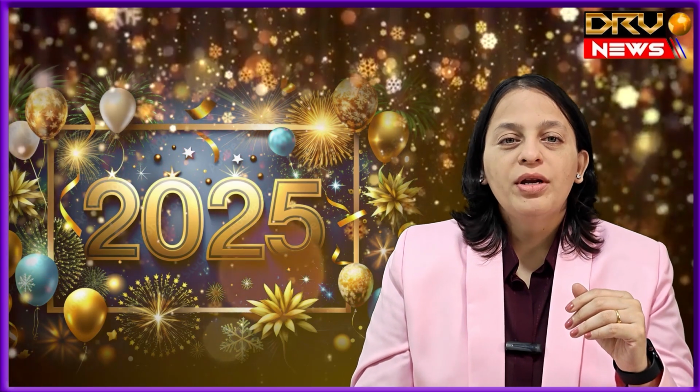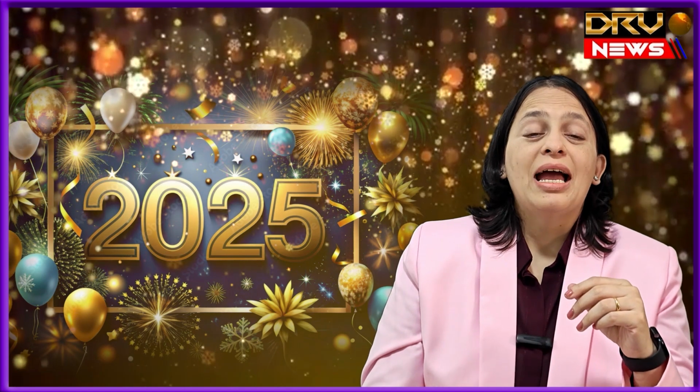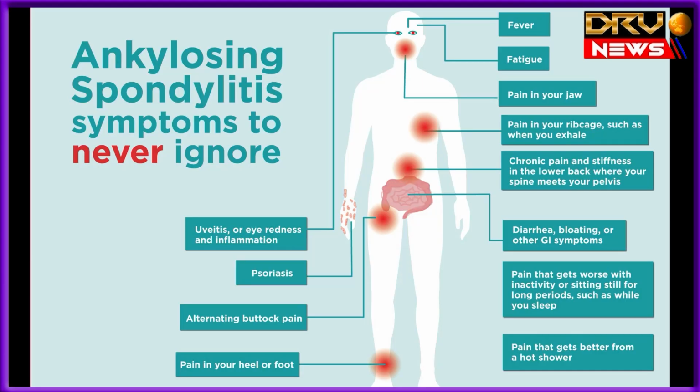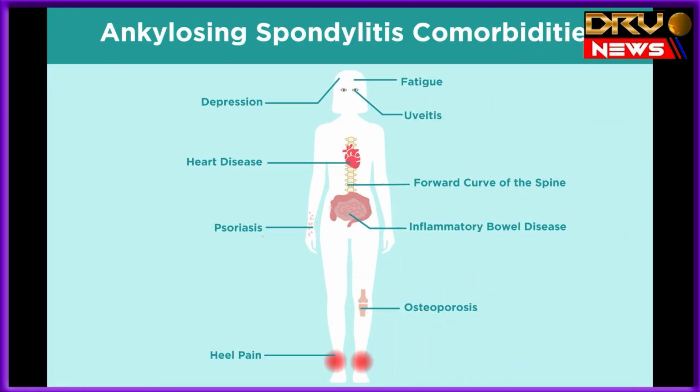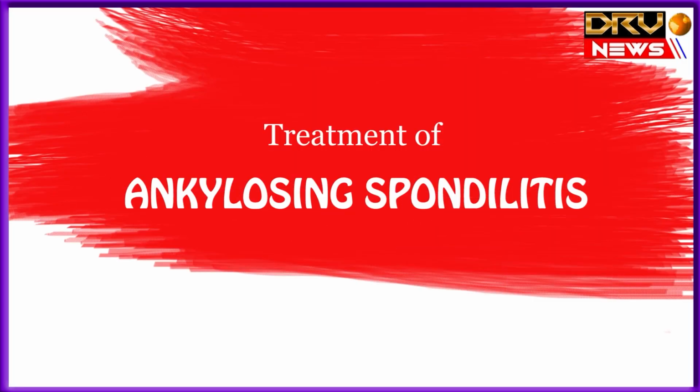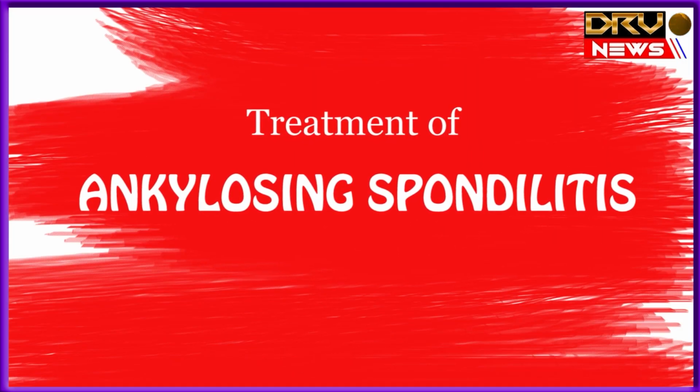Along with that, usually there is weakness, appetite loss and weight loss. As we said, it is a systemic disease, a disease involving the entire body and showing itself on the joints. So even weakness and weight loss are seen. So we will now talk about the treatment of ankylosing spondylitis.